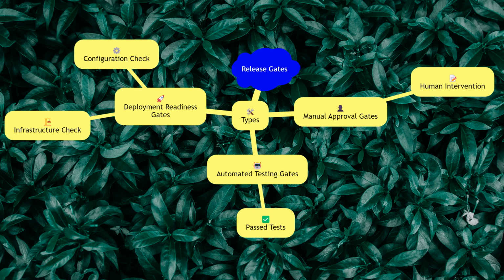Some common types include manual approval gates, automated testing gates, and deployment readiness gates. Manual approval gates require human intervention to approve the release. Automated testing gates ensure that the software has passed all necessary tests. Deployment readiness gates verify that all prerequisites for deployment, such as infrastructure and configuration, are in place.